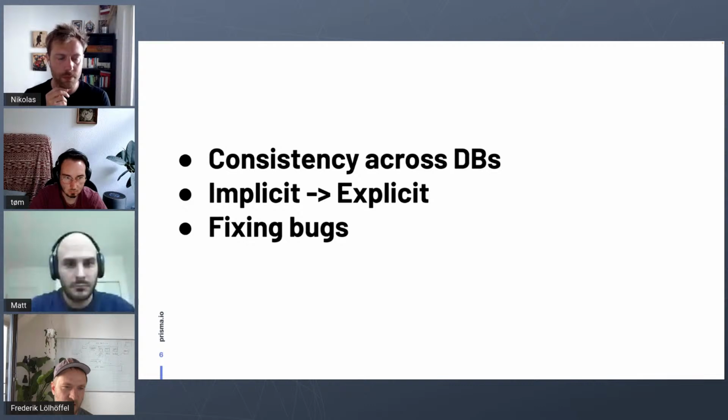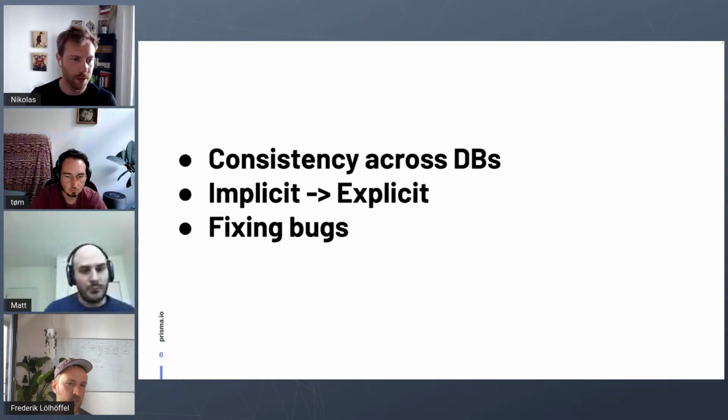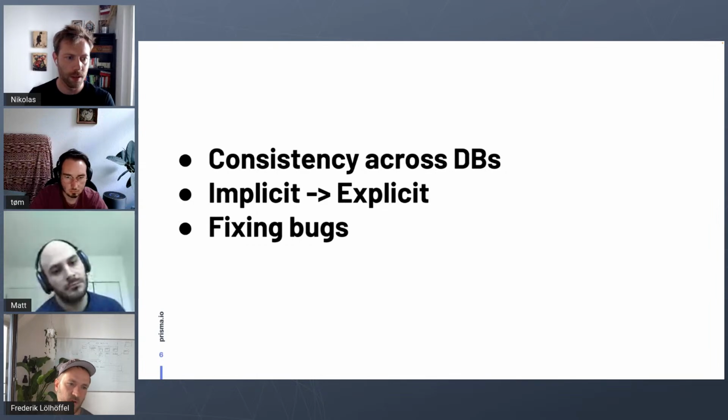The second area is implicit and explicit behavior, meaning sometimes we don't explicitly show a certain behavior in Prisma schema, but under the hood, this is how we treat the database schema. So we have chosen in some cases to make these implicit behaviors now explicit in the Prisma schema. So it's really straightforward to see what's happening, and it's easier for users to understand what's going on. And then lastly, obviously fixing a bunch of bugs.